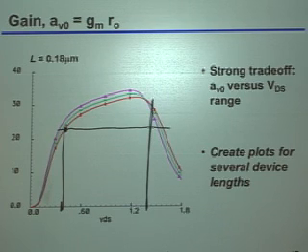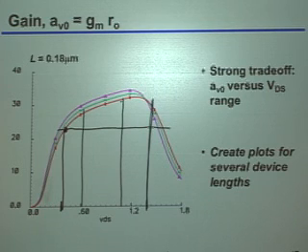Now, of course, if somebody says, well, no, I don't actually need that swing. Instead, I'm only okay with, let's say, 0.6 to, I don't know, 1 volt. Then you could say, okay, well, given this channel length of the device, now I can actually guarantee a gain of 25, 26, something like that.